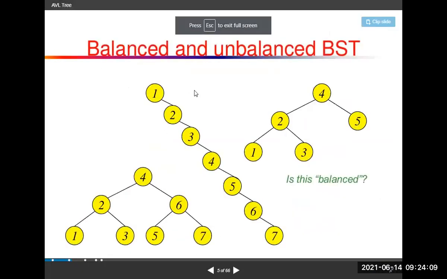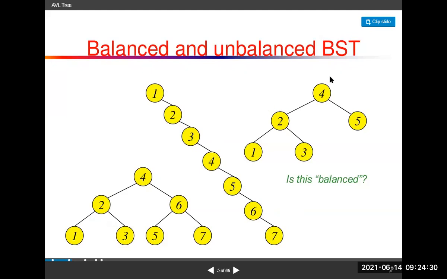Okay, so what we have to do is, here the right-skewed tree is there. If you want to search for an element, what is the height here? 0, 1, 2, 3, 4, 5, 6. You have to go up to the 6th level.